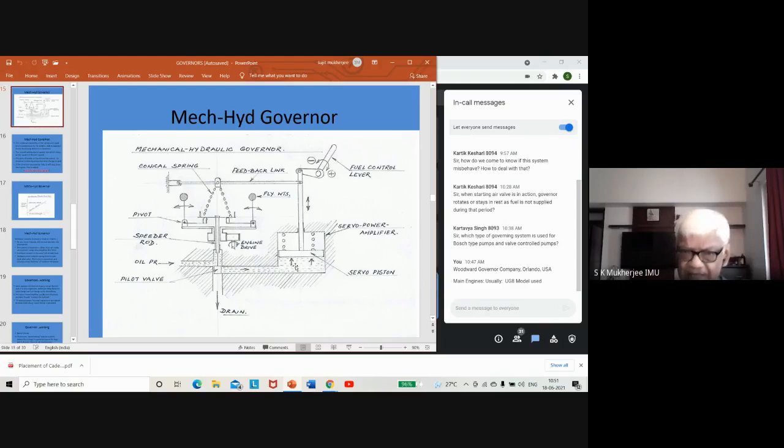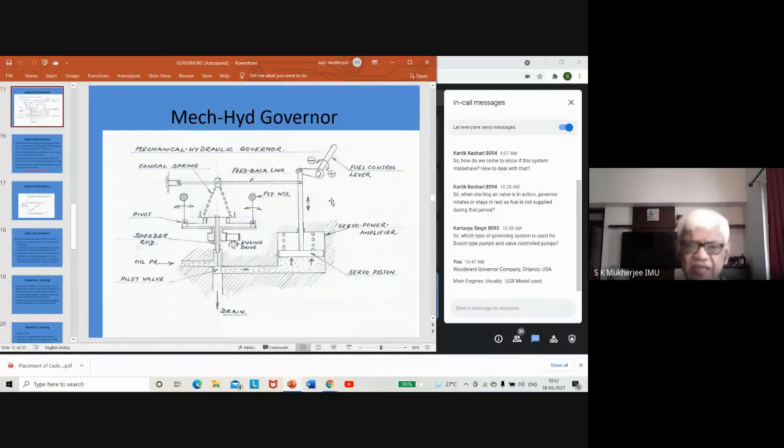The moment the oil pressure drops, it means the governor has failed. And when this kind of a failure takes place, this spring over here will force this piston downwards and cause a zero fuel injection. And this zero fuel injection means the engine will stop.